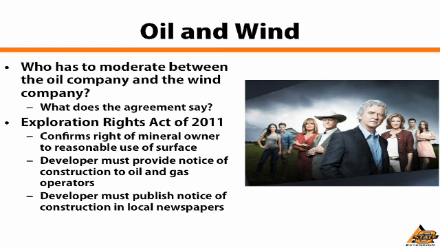The other thing you have to consider is there is a new law in Oklahoma, called the Exploration Rights Act of 2011, that says mineral owners have the right to develop the surface for oil and natural gas. If there's a wind energy project being developed on the property, they have to provide notice to the mineral interest owners that they're about to do that, and they also have to give notice in the local newspapers so that there's not any problems with the development of the oil and gas and the wind.